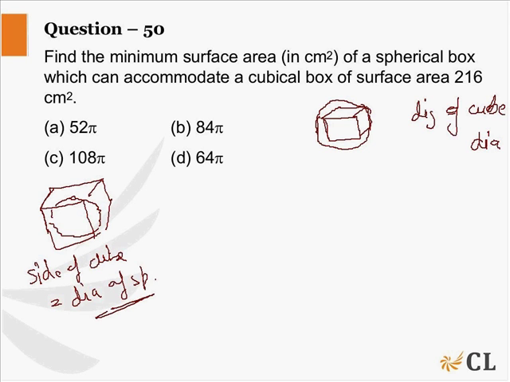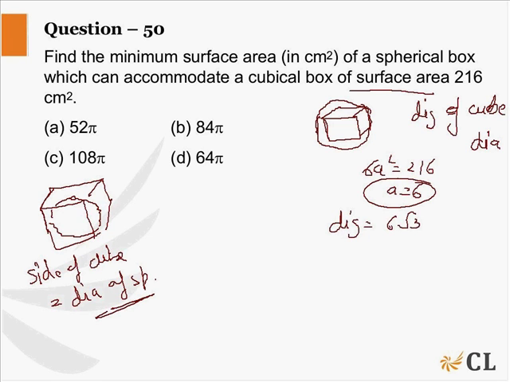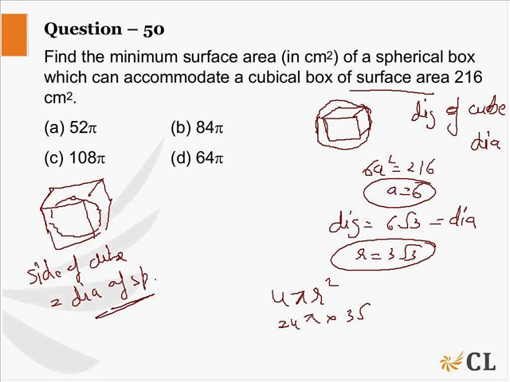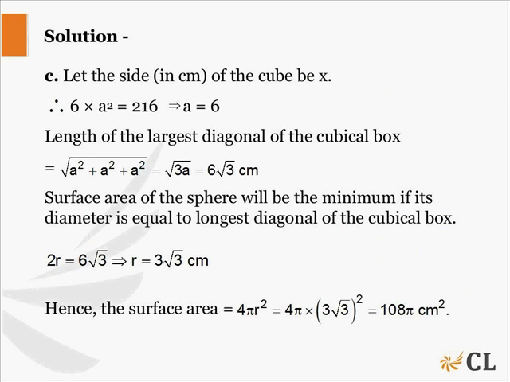Make it clear. Okay. So here the surface area of the cube is given as 216, 6a square is 216, a is nothing but 6. If a is 6, the diagonal of the cube will be 6 root 3, which is equal to the diameter. So r is nothing but 3 root 3. You need to find the surface area, which is nothing but 4 pi r square. Just put the value, get your answer. Gives you 108 pi. Okay, moving on to next.